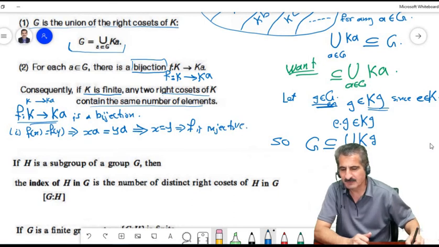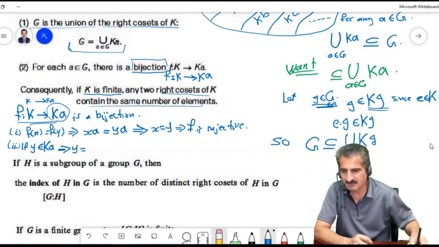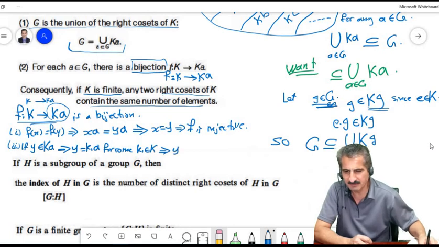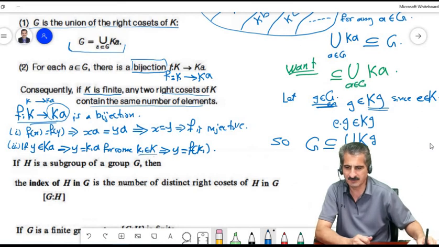Okay, what about surjective? This is so direct. If we choose an element y in here, say y equals k belongs to A times k, that means y equals k1 times A for some k1 in the subgroup, and that means simply y equals f of k1. Okay, and k1 is in K, so it is surjective. So the map is bijective.